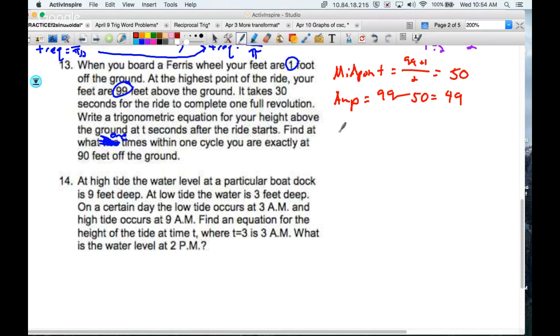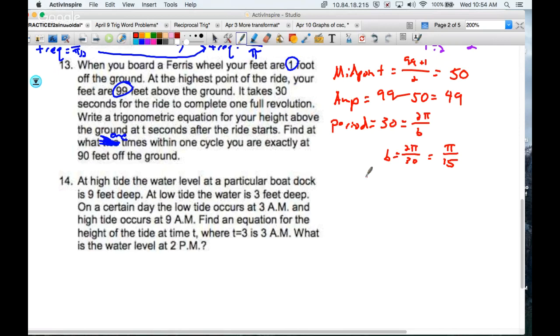30 seconds to complete one full revolution. So the period equals 30, which equals 2 pi over b. So b equals 2 pi over 30, which equals pi over 15.